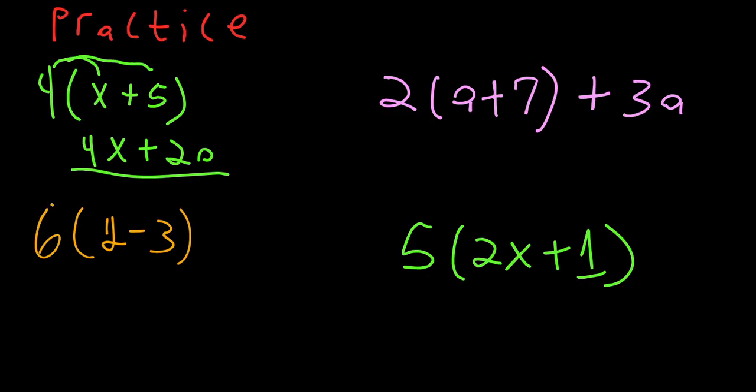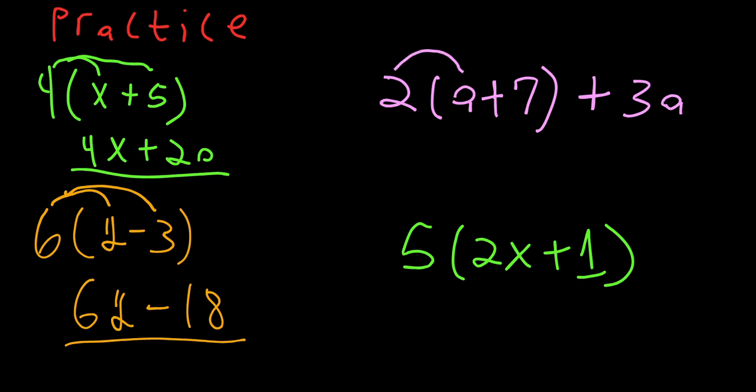Moving on to the second problem, we're going to multiply 6 times y to get 6y. And we're going to multiply 6 by negative 3 to get negative 18. That is our final answer.